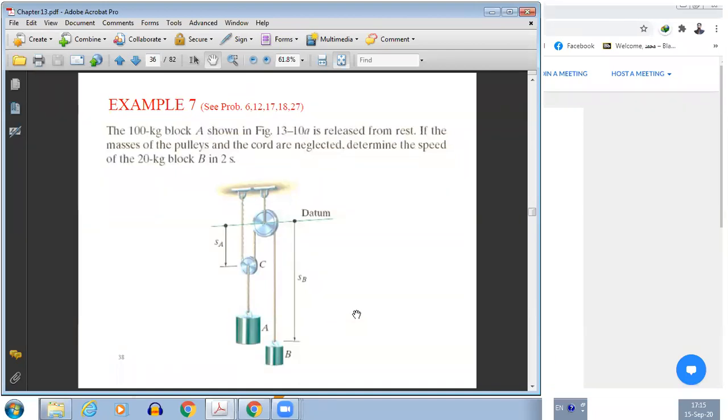So how can we solve this problem? We know that block A is released from rest, so we can find the velocity of block A after 2 seconds, but we do not need that. What we need is the velocity of block B after 2 seconds. So we can have a relationship between block A and block B, and that relationship is going to tell us the velocity of block B after 2 seconds.